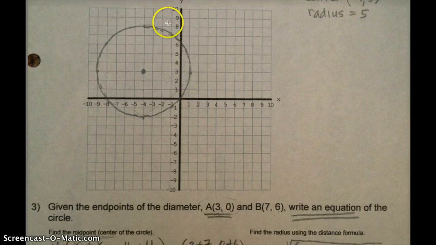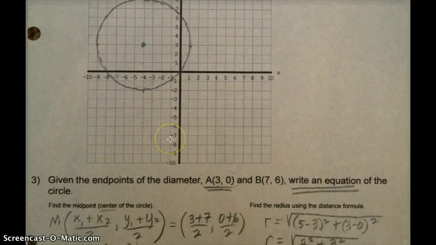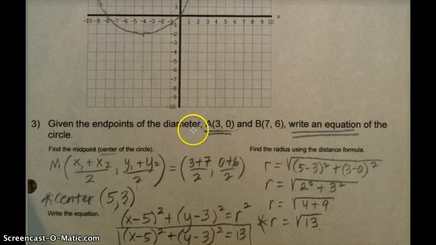So you would need to use a compass to do this. So if we were given the end points of the diameter are (3, 0) and (7, 6), we need to write an equation of the circle.